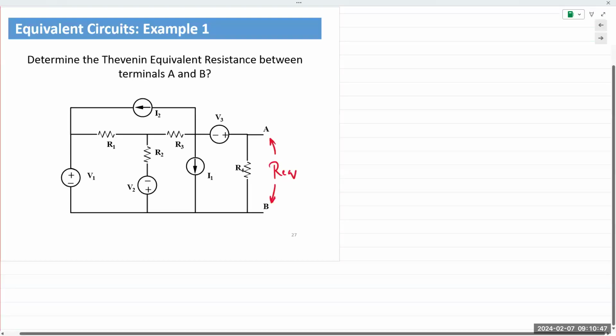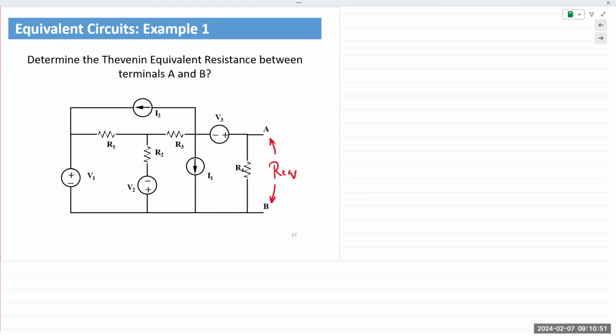So this was the example, which has, again, I don't have any values in here. This is just the first illustration, first example. So it has four resistors, and we are asked to find the Thevenin equivalent resistance, RTH, between terminals A and B. Okay, between terminals A and B.